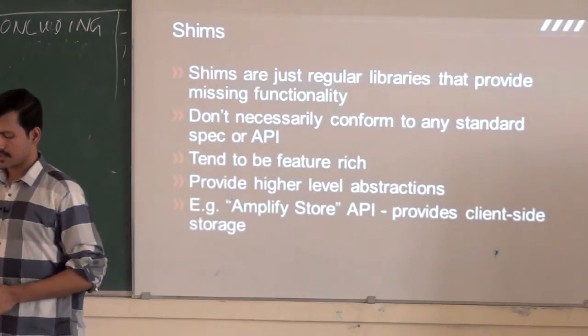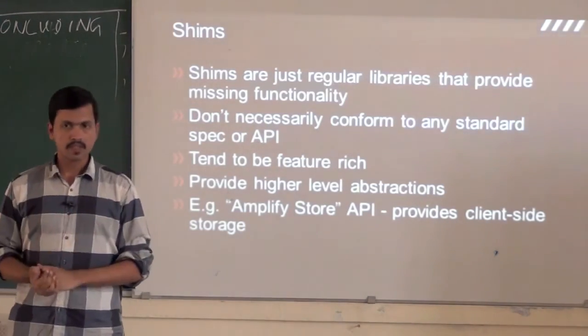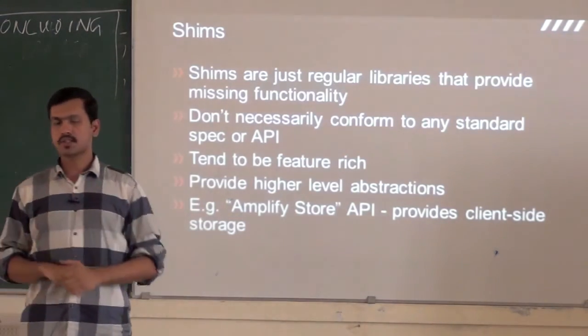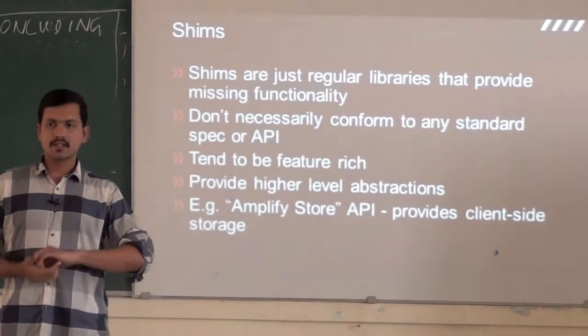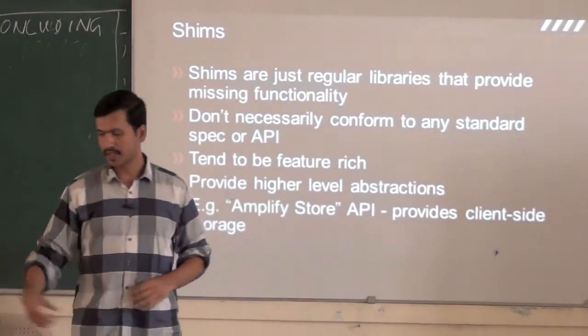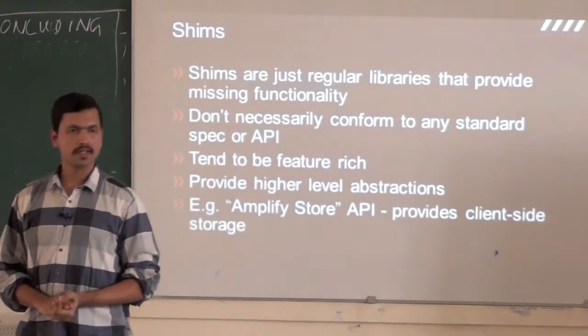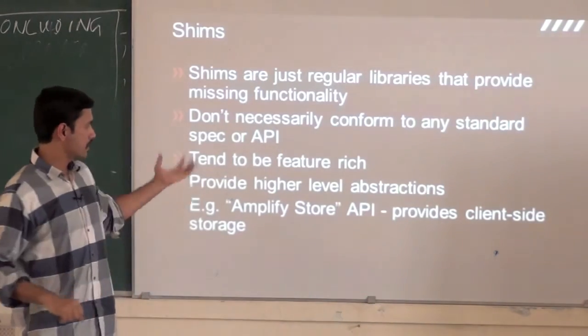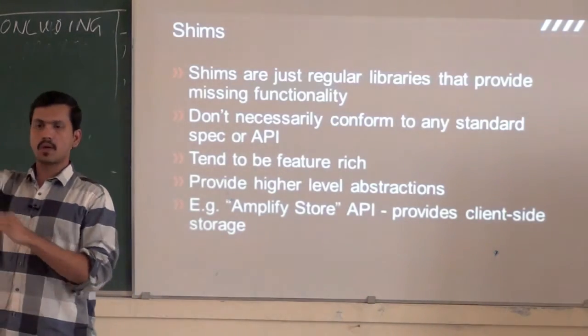For example, there is this shim called Amplify Store, which is a JavaScript library. Amplify.js is a JavaScript library. There is a piece called Store in it, which provides client-side storage capabilities. Right? There are multiple client-side storage options. In fact, my next talk is going to cover that, like DOM storage, IndexedDB. So basically, Amplify Store is an API which is built on top of that, right?